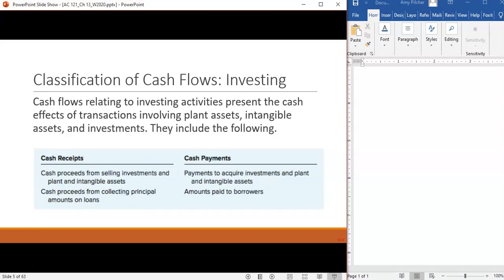Investing activities include our property, plant, and equipment, so our plant assets, and any intangible assets. This is where our long-term assets go. So our cash receipts from selling any investments, property, plant, and equipment, selling intangible assets, cash proceeds from collecting amounts on loans, and then cash payments made to borrowers or to acquire long-term assets or investments.